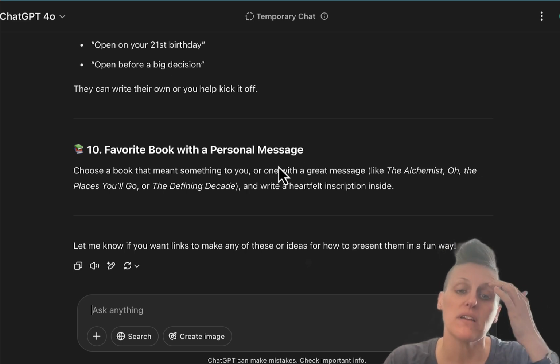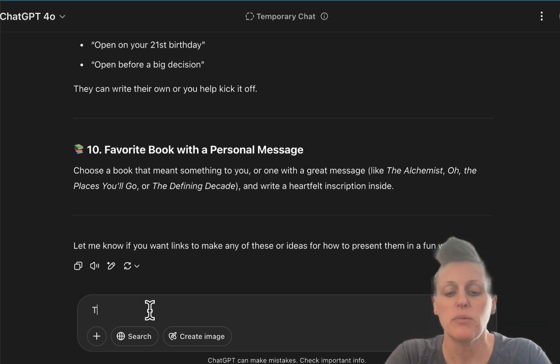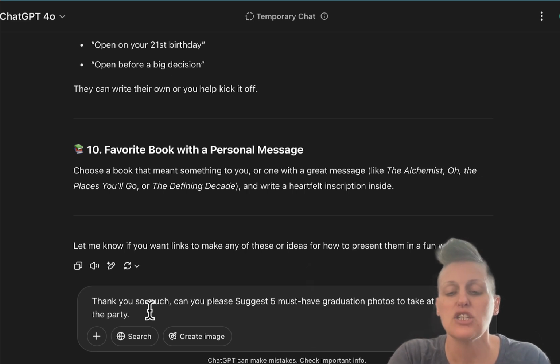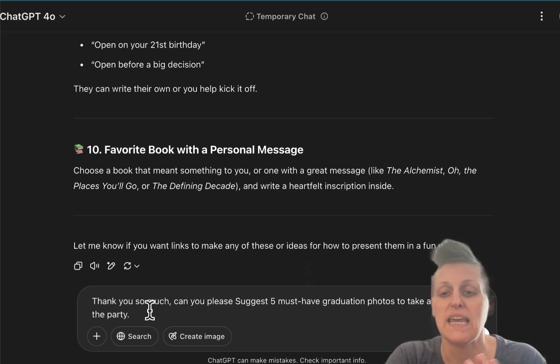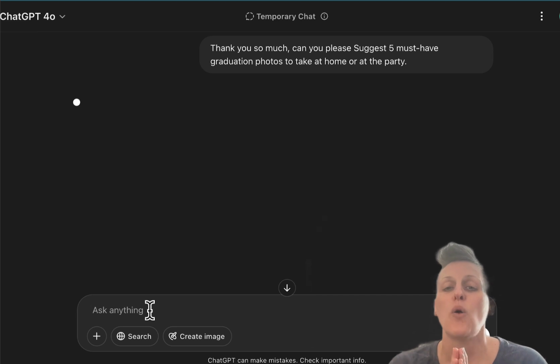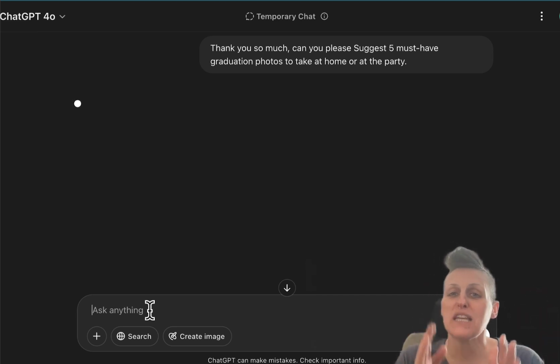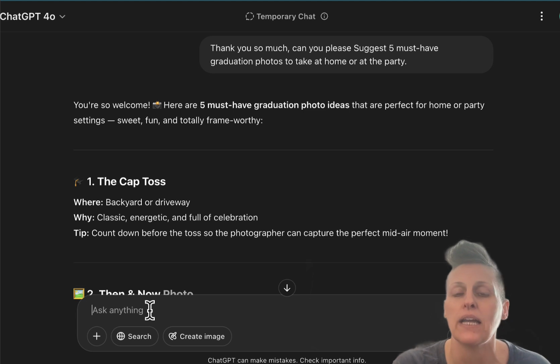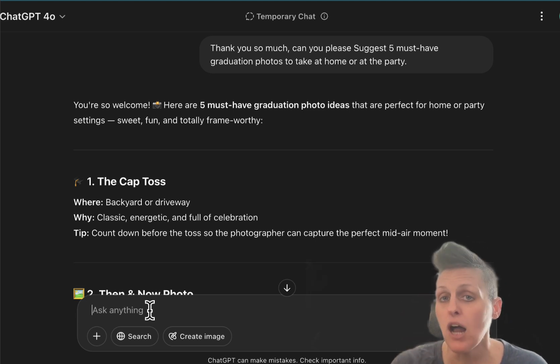Another one that you might want to talk about is the photography. So here I'm going to put in, thank you so much. Can you please suggest 5 must-have graduation photos to take at home or at the party? So I am literally walking through step by step of everything that you could possibly have. Again, I will include this outline for you on every step on my blog post so that you can see what it is we're covering, just so that you're not like, I don't know all the things. And remember, you can always take it to chat.